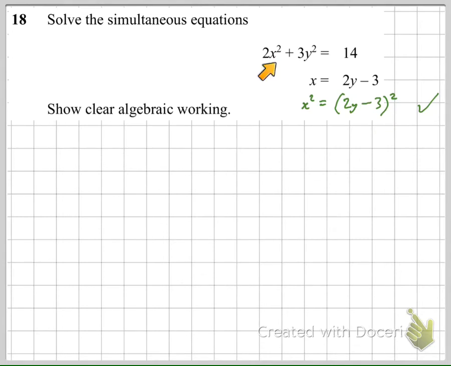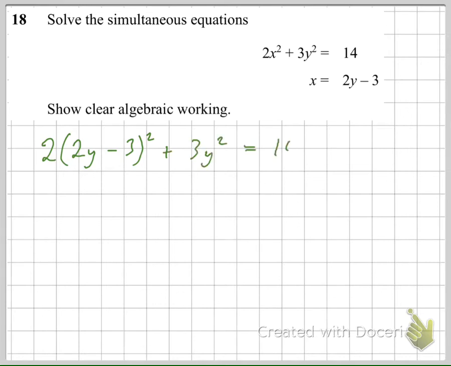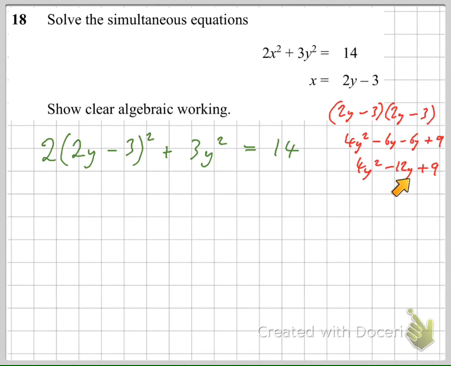I'm going to substitute that into the first equation. So 2 lots of x squared plus 3y squared equals 14. And now we need to expand, but we need to be really careful with the expansion. So over here, out the way, I'm just going to work out what is 2y minus 3 times 2y minus 3. Okay, and I've done that out of the main stream of working, and I'm now going to feed this result back in over here. So 2 lots of all of that plus 3y squared equals 14.